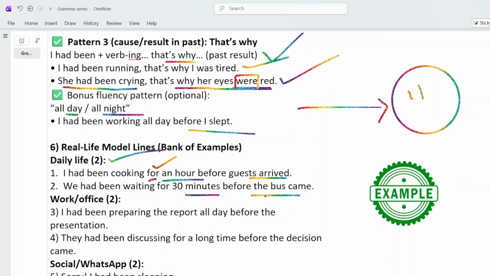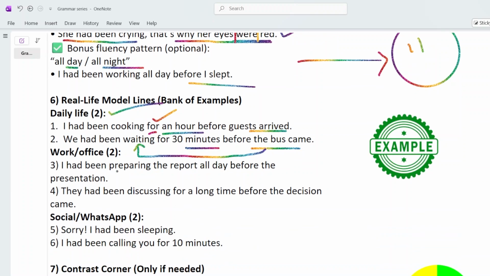So this bus has come and it has interrupted these people. In the sense, there is one action that is interrupting another action. So basically that is your trigger point, or it's basically a hint to understand whether a person is using PPC, that is past perfect continuous, or not.